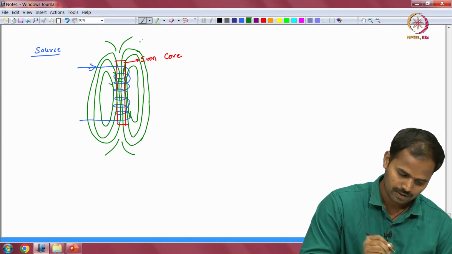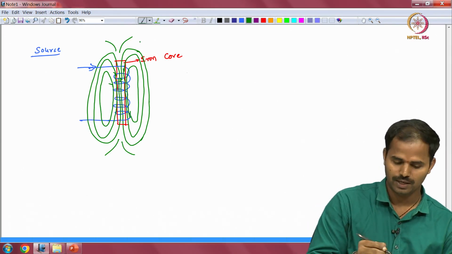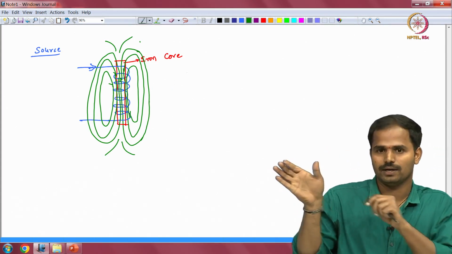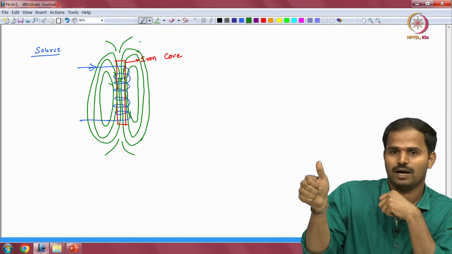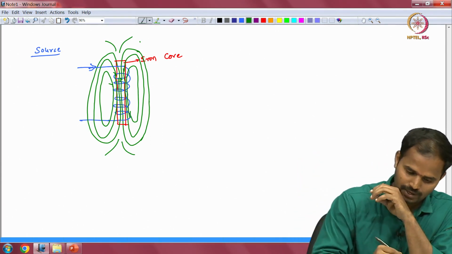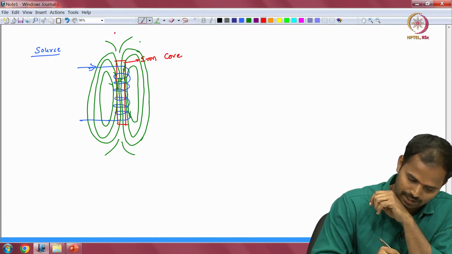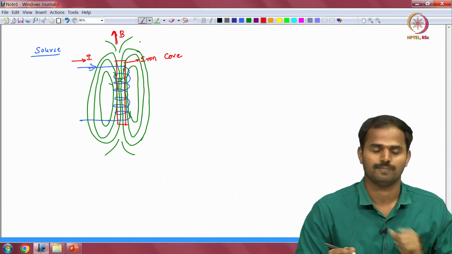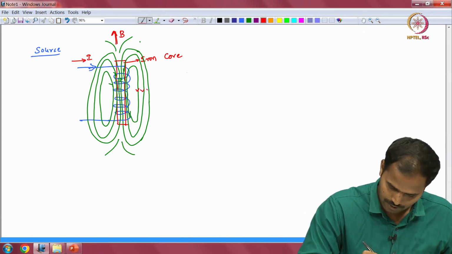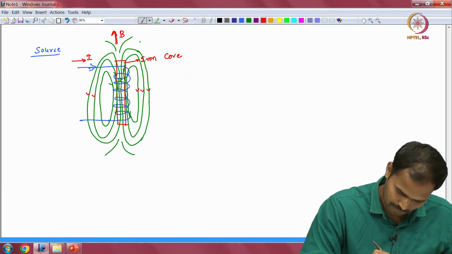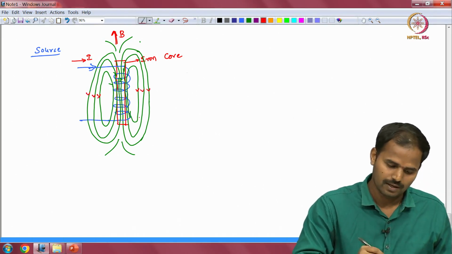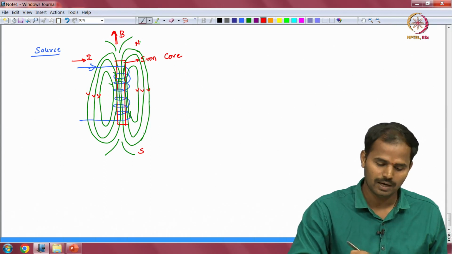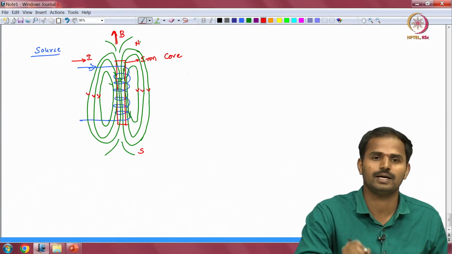Because current is flowing into the coil in this manner, I am representing current with the fingers and the field will be upward. So, the B fields will be directed in this manner, and current is in this direction. Here we can say that the magnetic field lines are flowing north to south outside the core, and inside the core south to north.